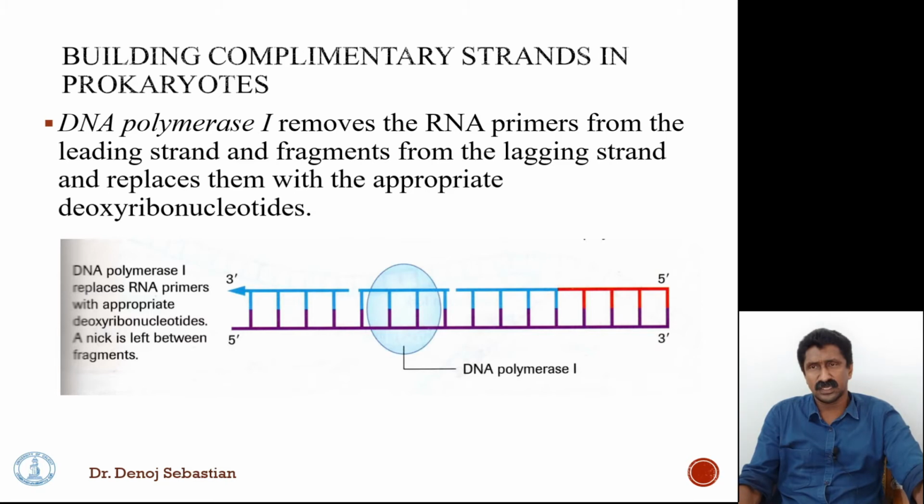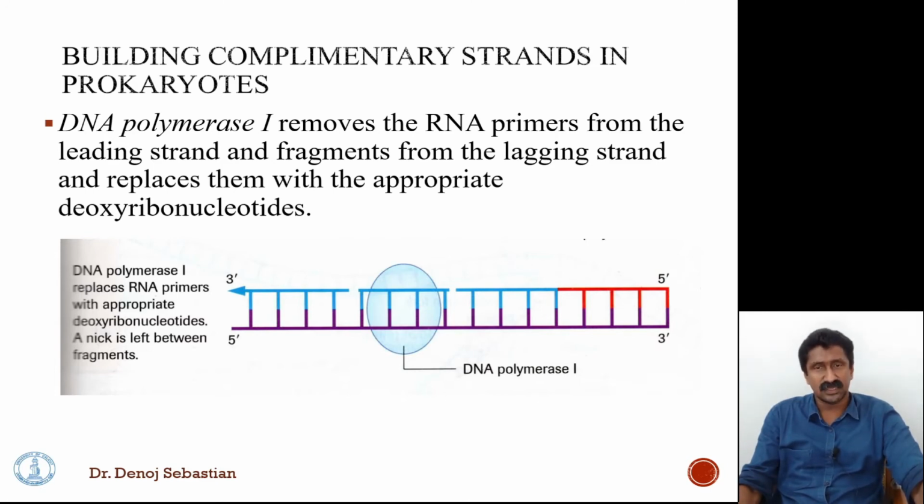Then there is another one, DNA polymerase 3. DNA polymerase 3 removes the RNA primers from the leading strand and the fragments from the lagging strand and replaces them with the appropriate deoxyribonucleotides. So primers are removed and replaced with deoxyribonucleotides, so that the RNA is replaced with DNA in that region, leaving the nick. The DNA polymerase cannot seal the nick or join these fragments together. It fills the gap, but the nick is not sealed by the DNA polymerase.